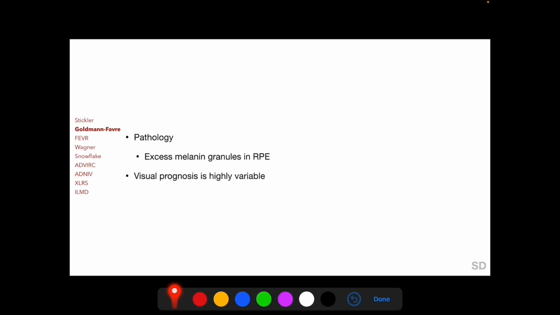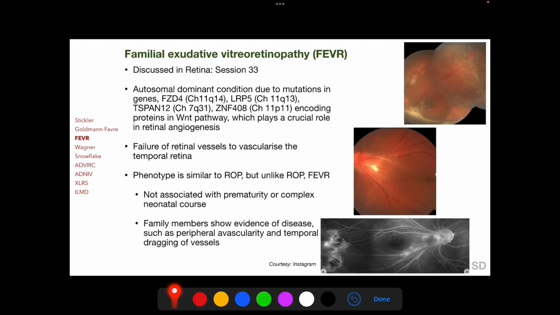Familial exudative vitreoretinopathy or FEVR is an autosomal dominant condition due to mutation in genes encoding proteins which are involved in the WNT pathway, which plays a crucial role in retinal angiogenesis. We have discussed FEVR in the session on retinopathy of prematurity, and as with retinopathy of prematurity, FEVR occurs due to failure of retinal vessels to vascularize the peripheral retina, particularly the temporal retina.